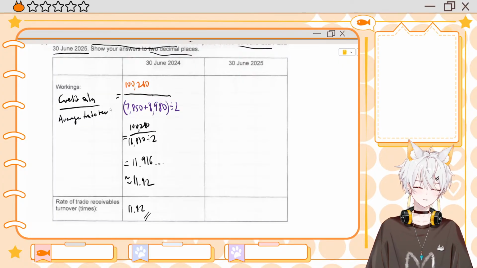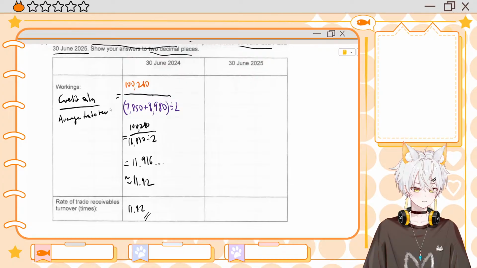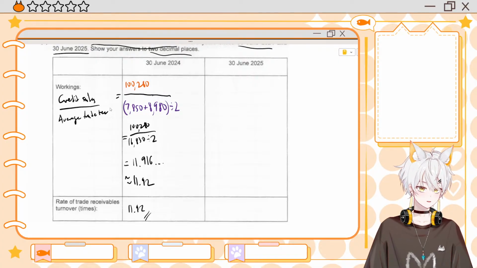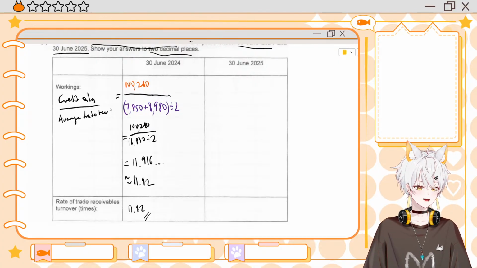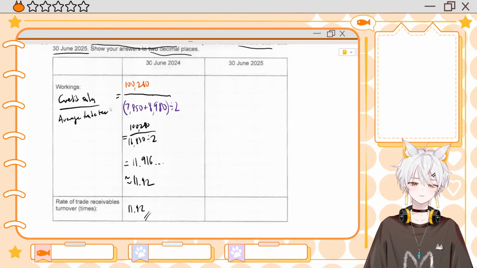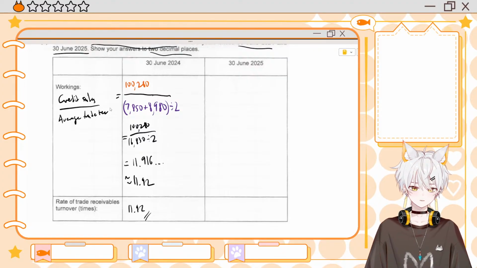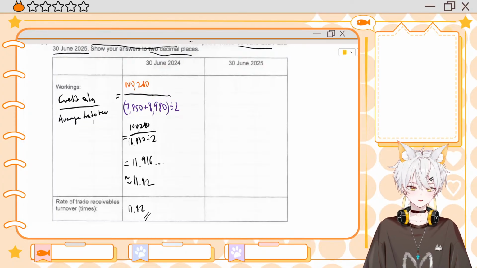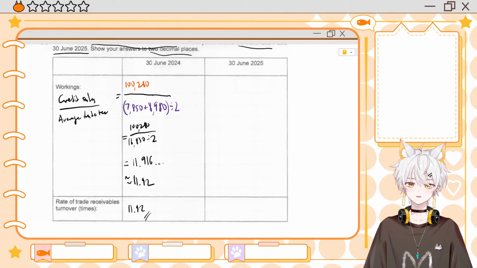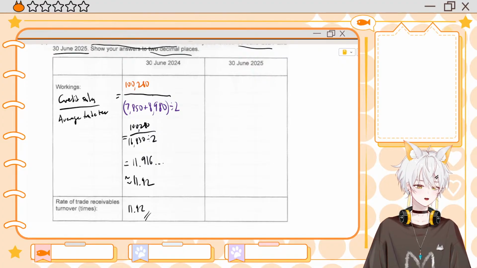If your school or institution wants you to write a different formula, you follow that one and also follow how they calculate. Because sometimes they could use ending trade receivables as the denominator. Some of them use average, like what I do, right? So it's best if you check with the examination board on what they want, right? If you're taking the exams. If you're learning it just for knowledge's sake, then generally I think average might be better, right?